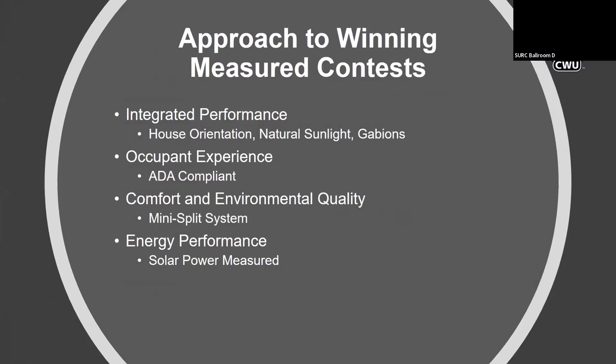Something else that we are measured on is the integrated performance, the occupant experience, the comfort, environmental quality, and energy performance. For the integrated performance, that just means what we can do to help it be more efficient. One thing we did was orient the house so that it receives the most natural sunlight. The gabions that my buddy Joel mentioned around the hot tub are being made out of rock that we find in the area.